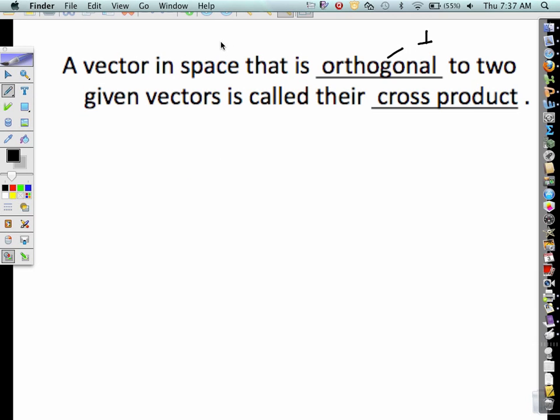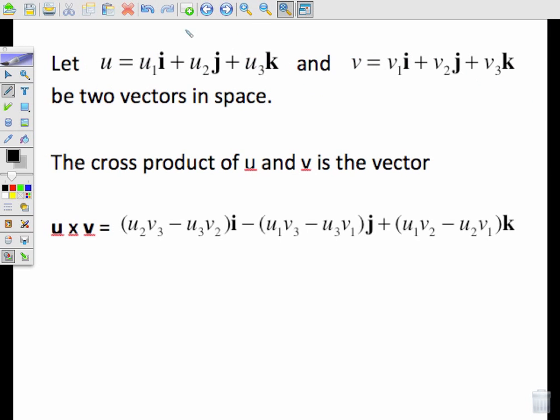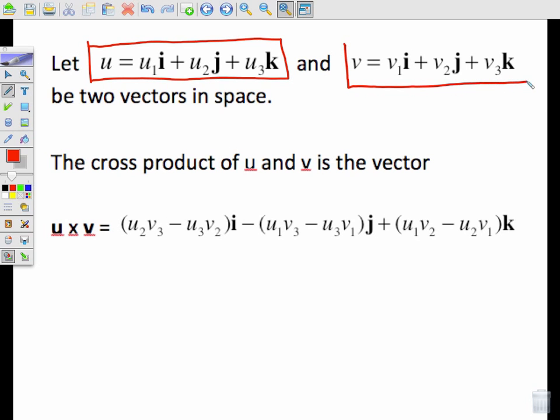We have a formula that we're going to use to find the cross product, and then I will also show you an alternative method in case you're not too keen on trying to memorize a big formula. Here it is. If u is a vector in linear combination form, and here is another vector v in linear combination form, the cross product of u and v is this vector. This is the symbol for cross product, u x v.